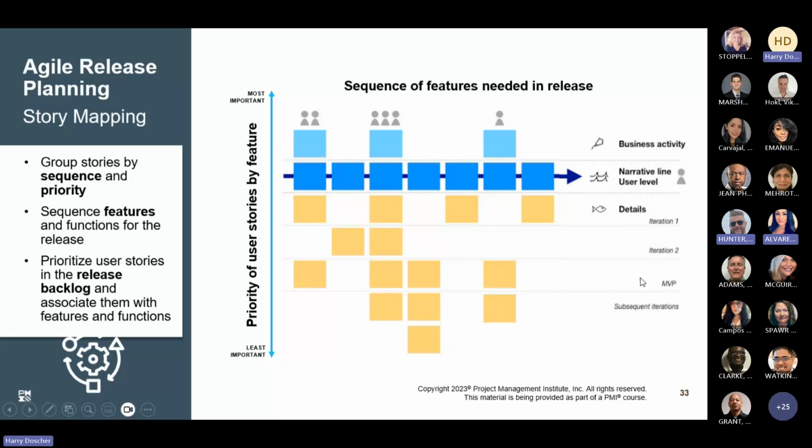Now, in order to produce an MVP, it may take several iterations to do that. And that's what we're showing here: which user stories need to go into which iteration in order to result in a minimum viable product, and what can be deferred to later iterations. Questions on this?